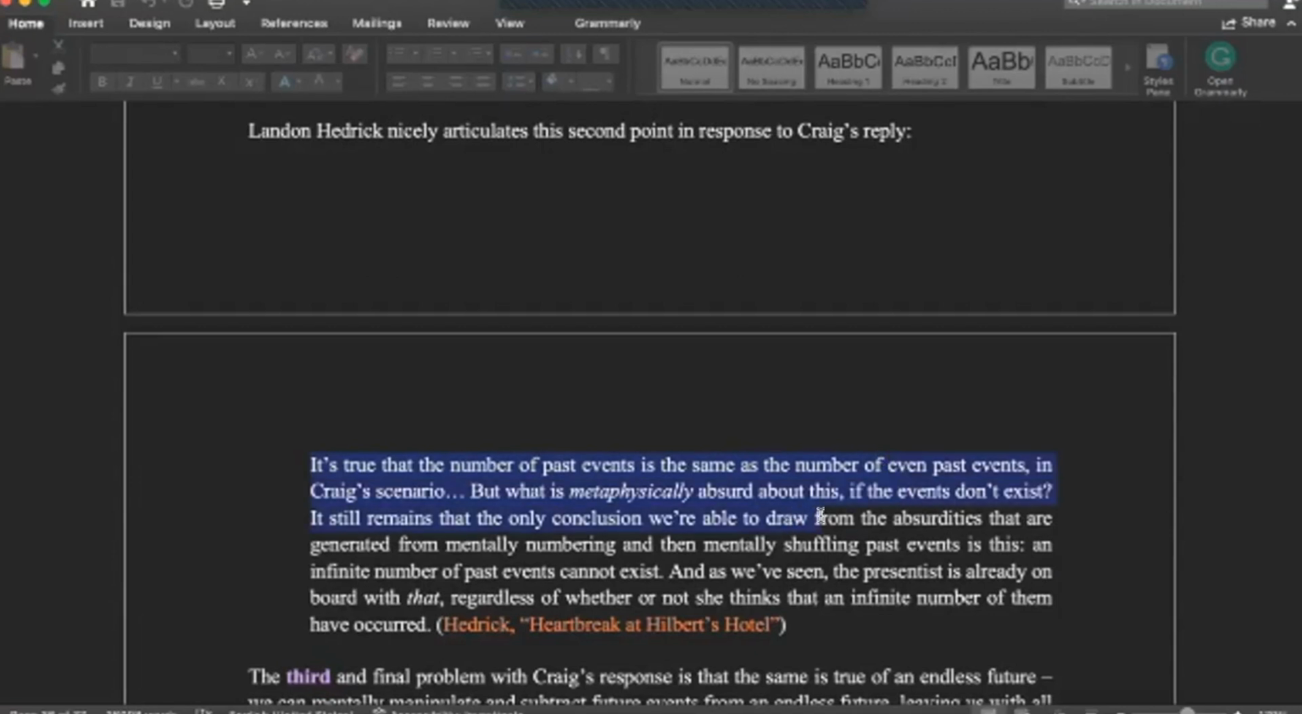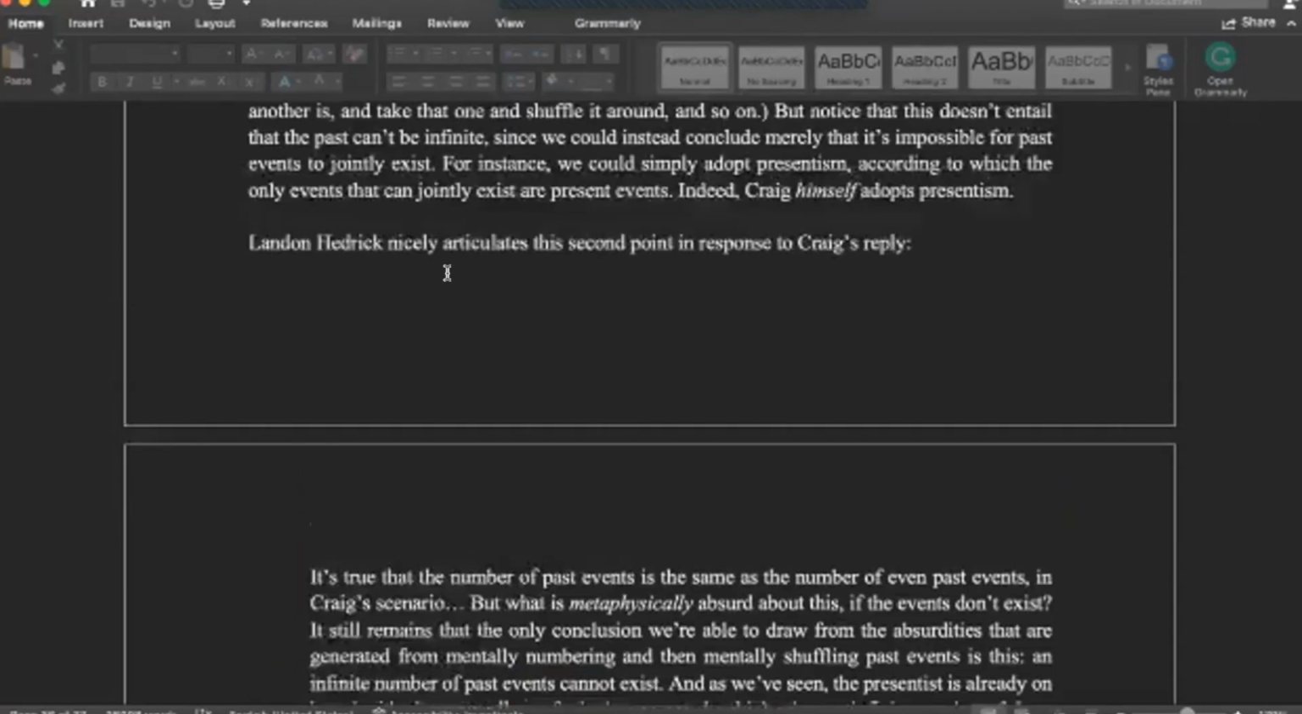It still remains that the only conclusion we're able to draw from the absurdities that are generated from mentally numbering and then mentally shuffling past events is this: an infinite number of past events cannot exist. And as we've seen, the presentist is already on board with that, regardless of whether or not she thinks that an infinite number of them have occurred.